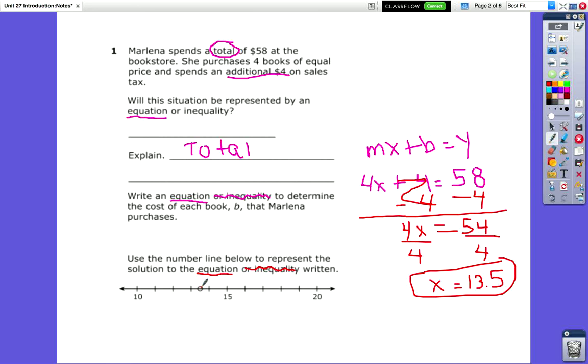So this circle right here, we're going to fill it in because it's exactly 13.5. And if you look at the number line, we have 10, 11, 12, 13. This would be 14 and this is 15. And halfway between 13 and 14 is 13.5. Since we graphed an equation, we just have a single solid dot. This is showing us what the answer is to this situation.